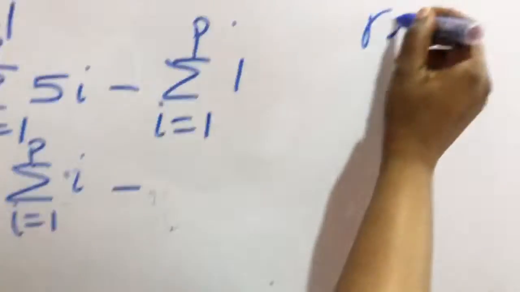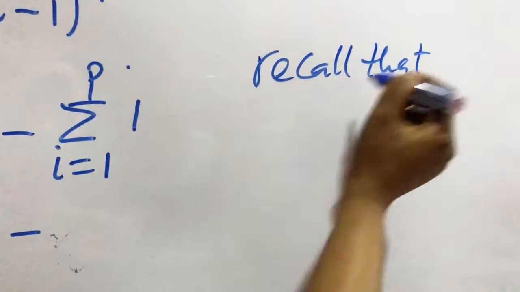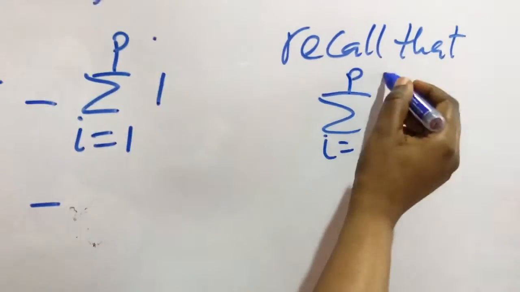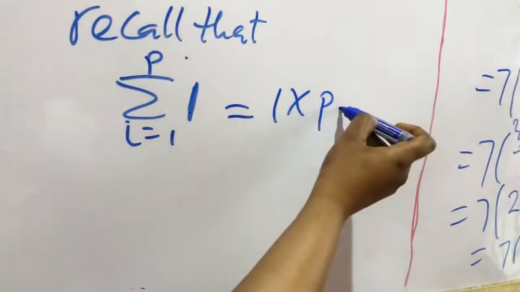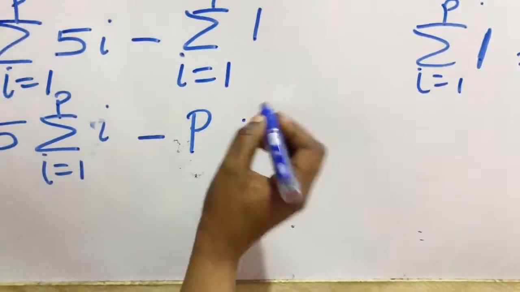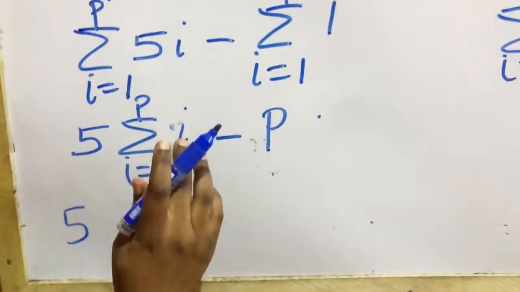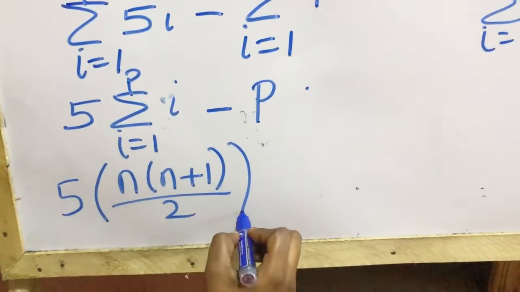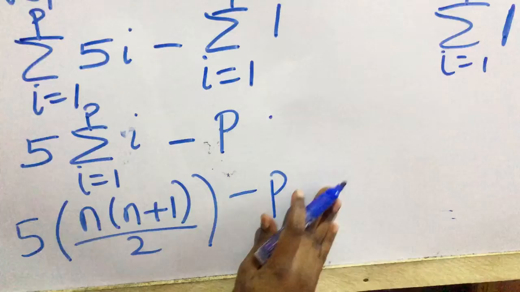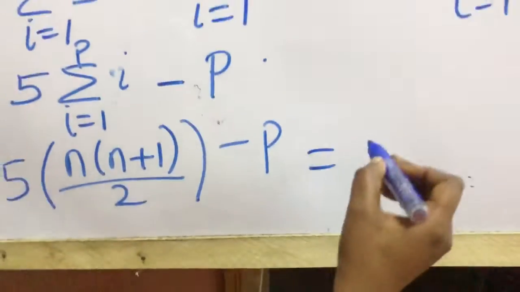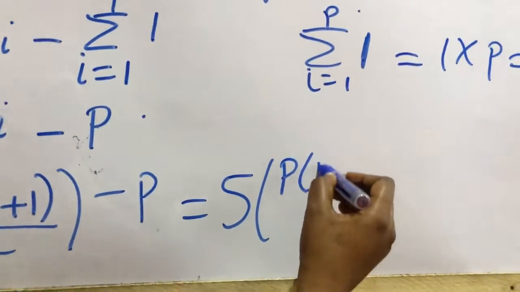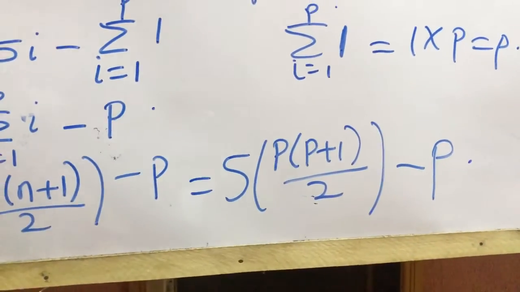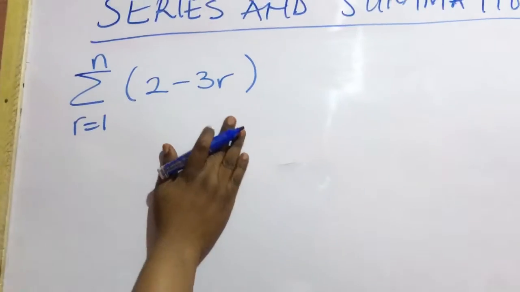And we should recall that if we have the summation of the constant 1, i equals 1 to p, it is equal to 1 multiplied by p, which is equal to p. So we put p here. And recall also that the summation of i is equal to n into bracket n plus 1 over 2, then minus p. So it means that wherever we see n, we are going to put p: 5 multiplied by p into bracket p plus 1 over 2, then minus p. So you can simplify it or you can leave it like this. You are fine.